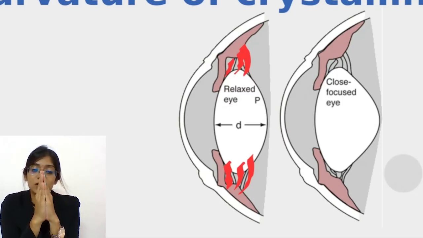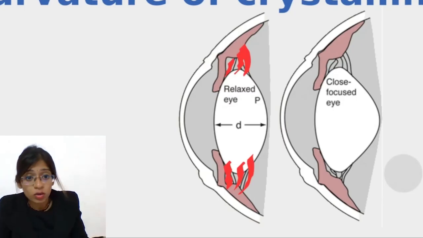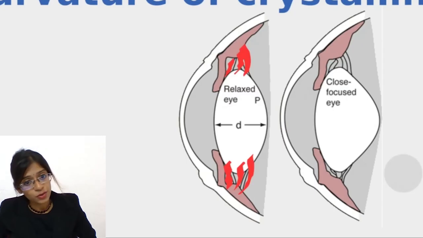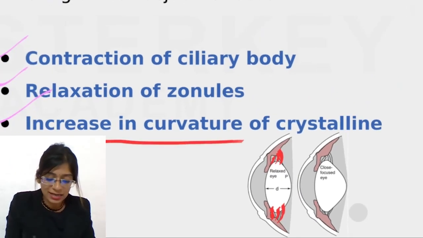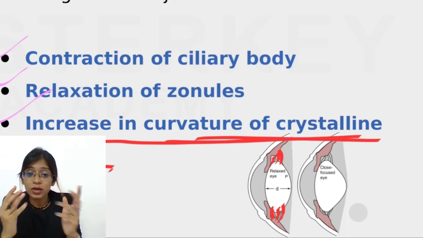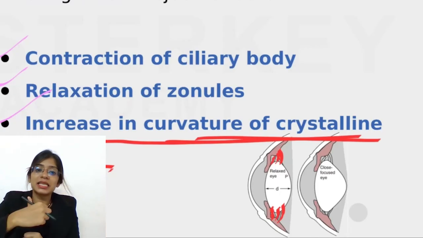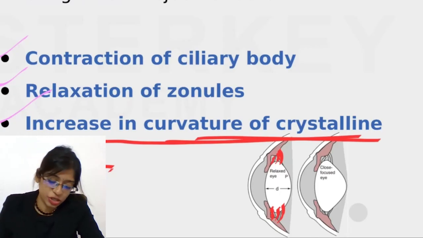When the zonules become loose, what happens? The lens will become more curved. The more the curvature of the cornea or the lens, the more will be the refractive power. Understood? So that is what I have written here. The ultimate aim is an increase in curvature of the crystalline lens. When the curvature increases, I can bend the divergent rays coming from nearby objects well and converge them on the retina. So this is your accommodation.